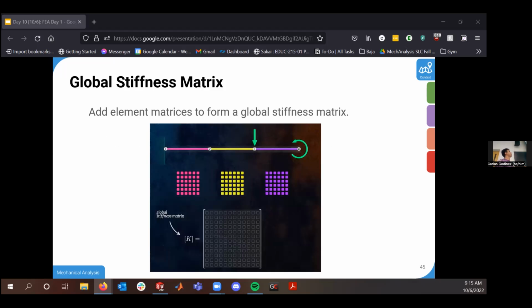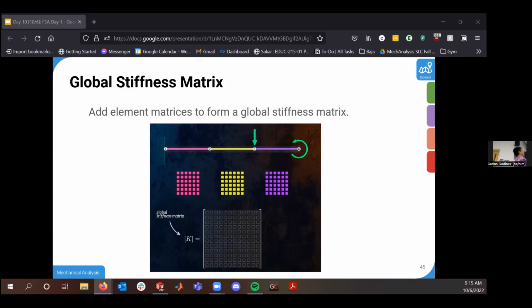This is from Efficient Engineer. Say I now have just a cantilever beam right here, and I have elements 1, 2, and 3: pink, yellow, purple. I almost forgot the color names for a second. To make my global stiffness matrix, rather than all of those equations that I showed before, we're going to represent it as these individual colored squares.